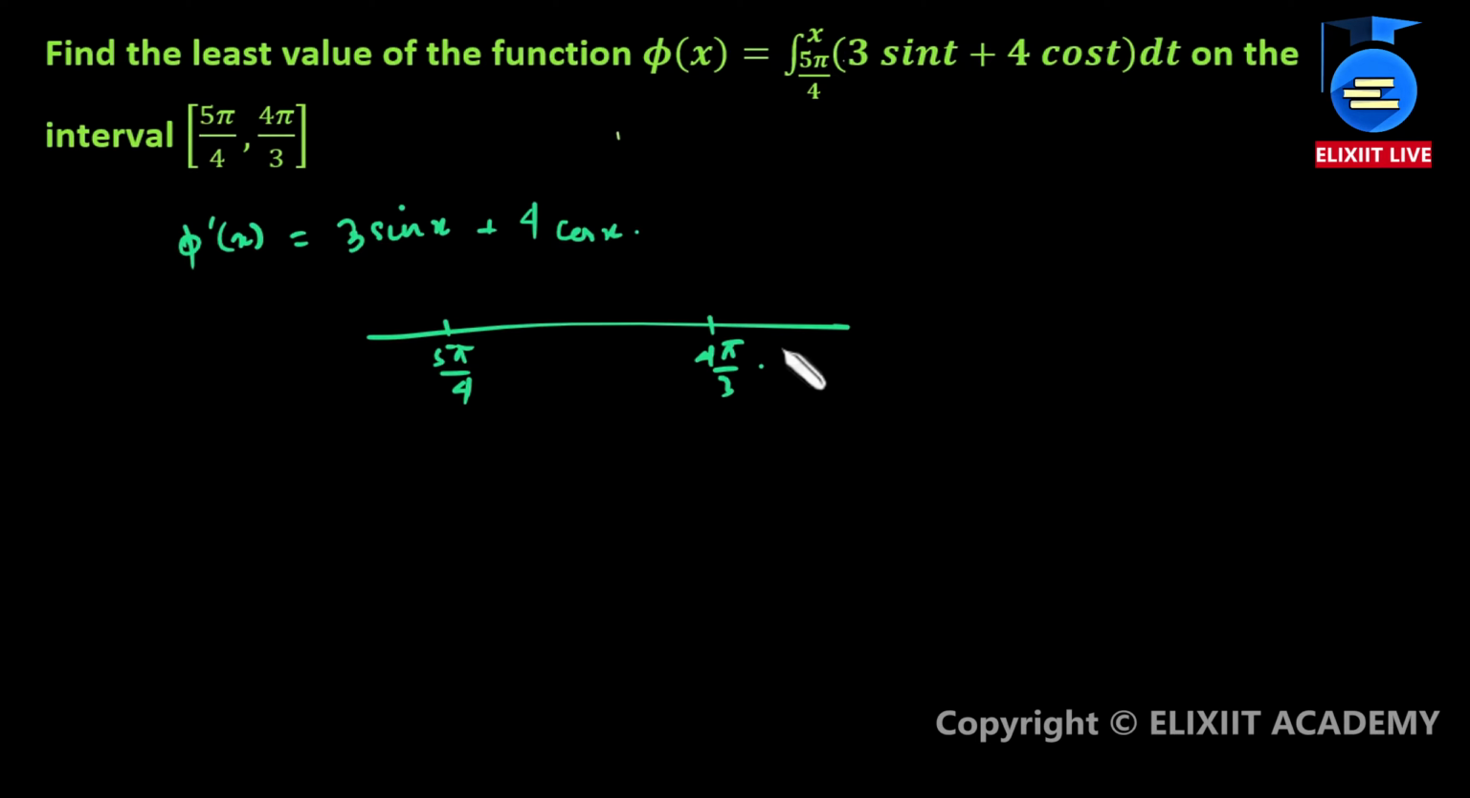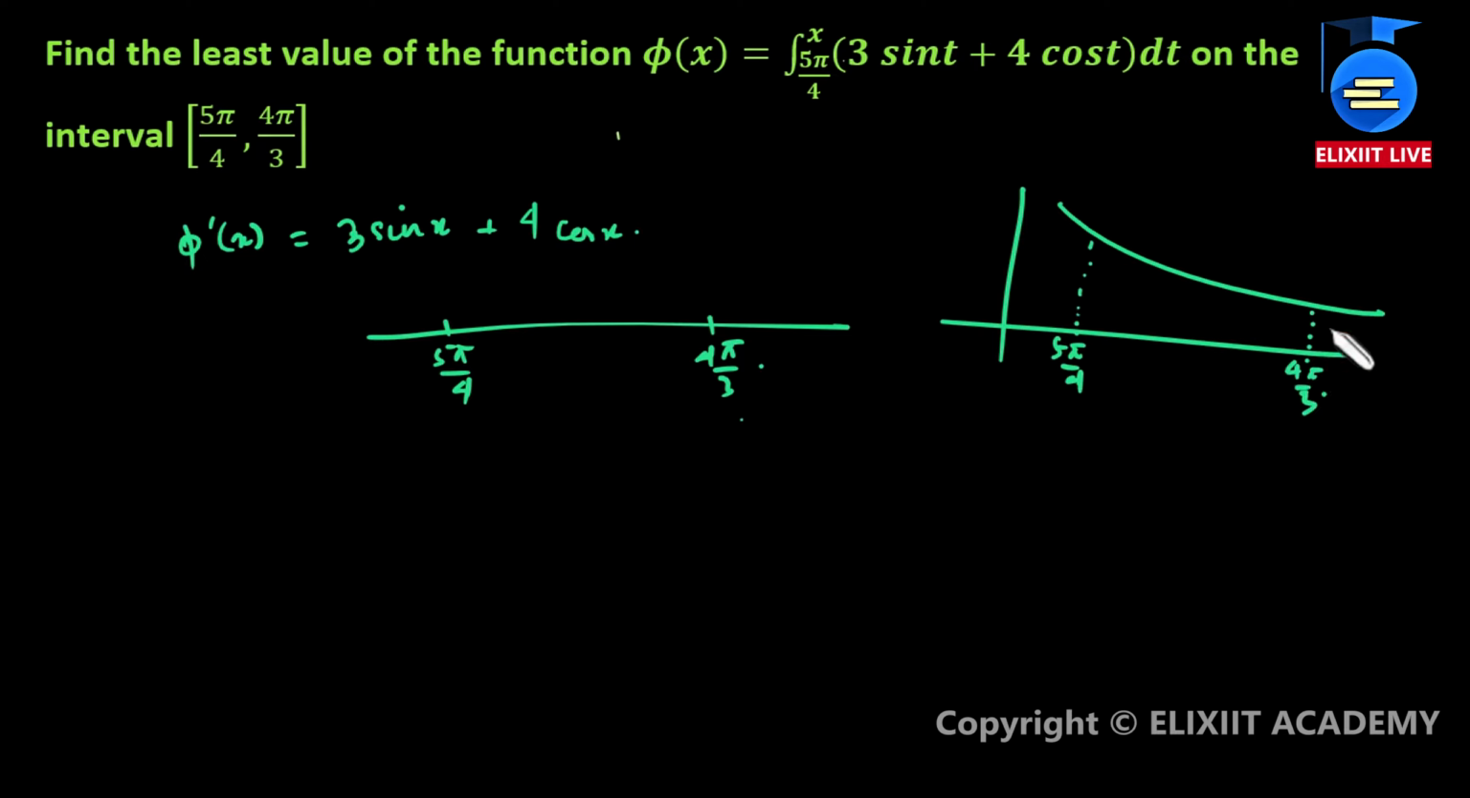So in this interval, you check at the extreme points, and the function is a decreasing function. A decreasing function means the graph will be somewhat like this, isn't it? This is a decreasing function. The least value of phi of x can be obtained at x equals 4 pi by 3. Isn't it? The least value of the function can be obtained at 4 pi by 3. And the maximum value of the function can be obtained at 5 pi by 4.